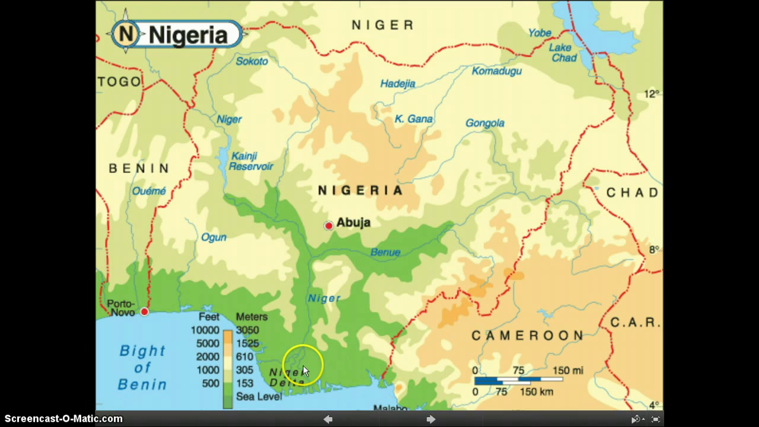Here you can see the Niger River runs through Nigeria, okay, and that is kind of where the farming and such goes on, especially down here in the Niger Delta. Lots of fertile soil down in that area.